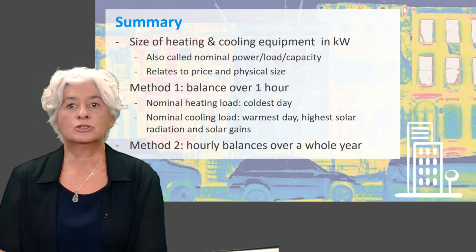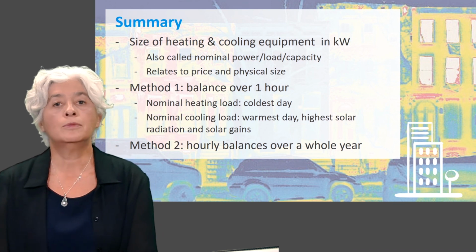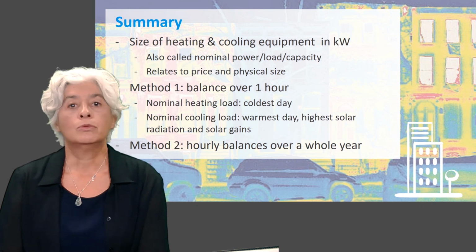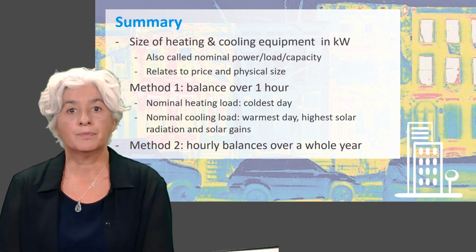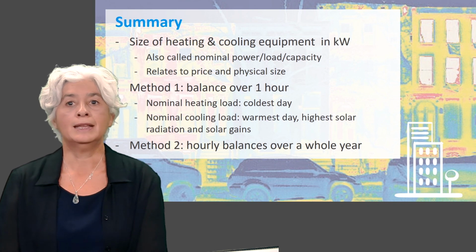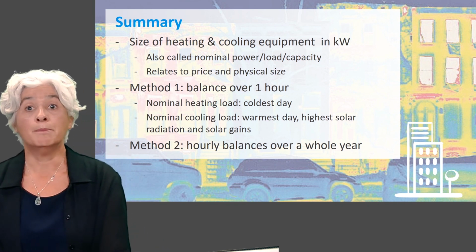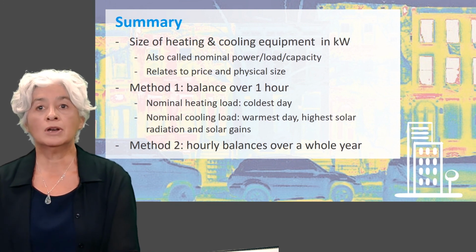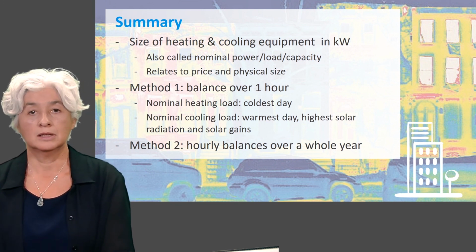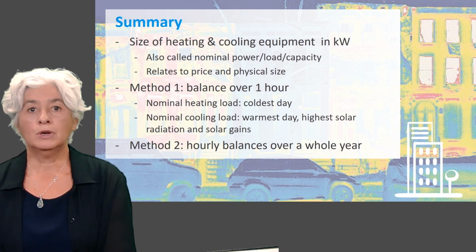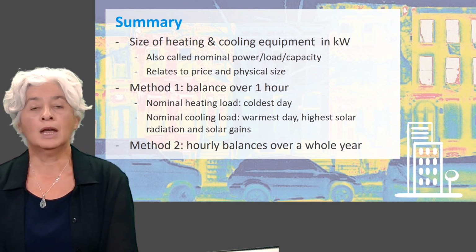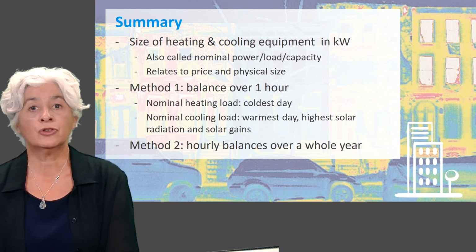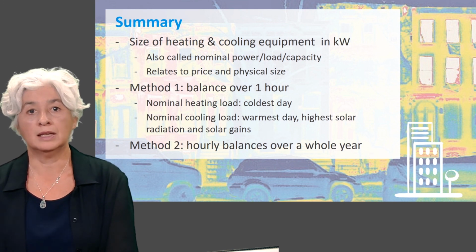To summarize this lecture, you know now that the nominal power for heating and cooling is what we call the size of the equipment. It relates to physical size and price. The nominal power for heating is determined by making an energy balance for the coldest hour of the year, neglecting solar and internal heat gains. The nominal power for cooling is determined by making an energy balance for the warmest hour of the year and with the highest solar radiation and internal heat gains.